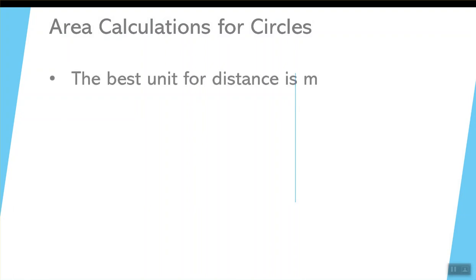Whenever you do calculations with circles to find the area or the perimeter, whenever you're measuring a distance, the distance is always in the unit of meters. The best unit for measurement of distance is meters. Some options for that measurement could be either centimeters or millimeters.